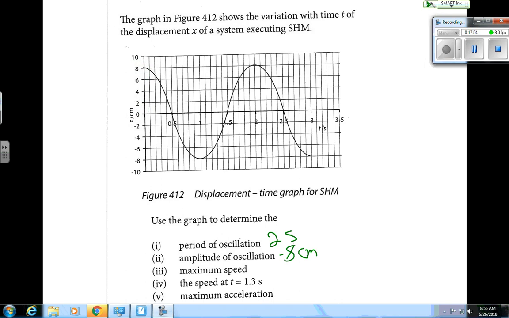So to find maximum speed, we're going to have to use the equation we just talked about. Not that one. Let's go with maximum speed is equal to omega times displacement.